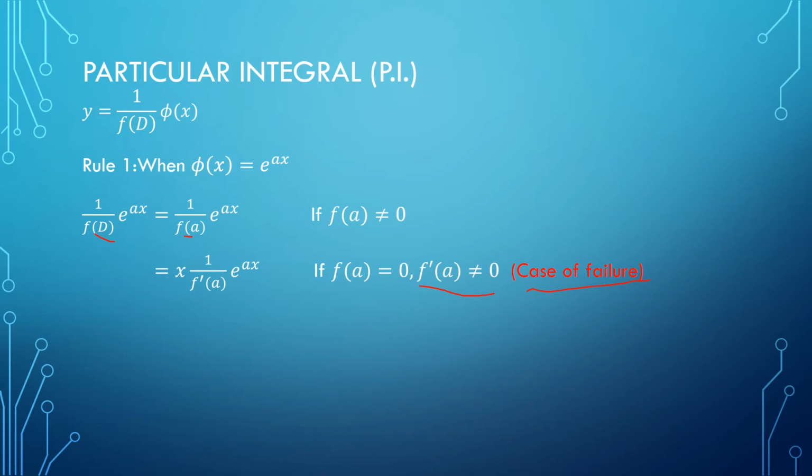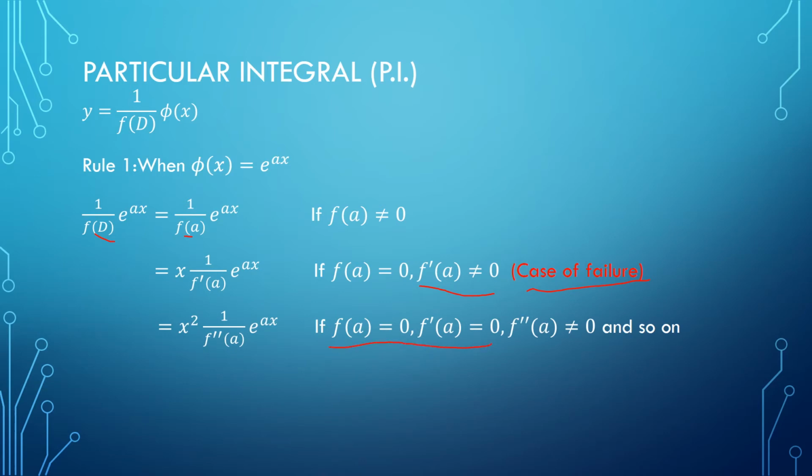It may happen that e to the power ax already appeared in the complementary function 2 times. Then I'll be getting f of a as well as f dash a both as 0, but my f double dash a may not be 0. In that case, I'll multiply with x square and I'll use f double dash a. And so on, I'll keep on working according to my complementary function.